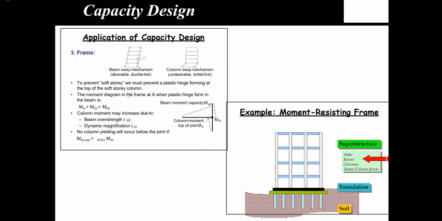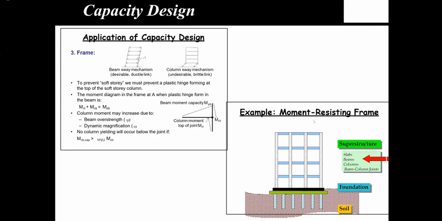Anyway, let's go back here. What I was trying to say is, if you look at the equilibrium here, the top column moment plus the bottom column moment would equate to the beam moment capacity, right? But the column moment can be increased due to beam overstrength and also the dynamic magnification, which is due to higher modes, which is a higher topic, but let's not go there now. So what we are trying to do is increase the column capacity by applying those two factors, so that we avoid any kind of hinging.